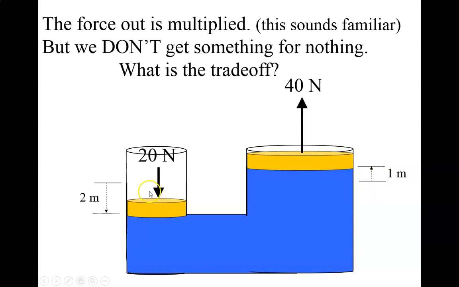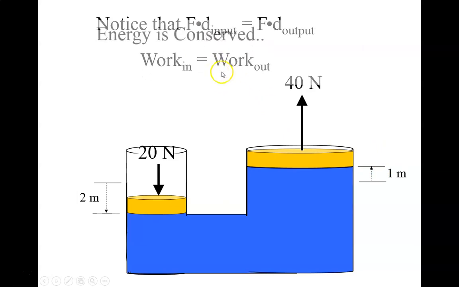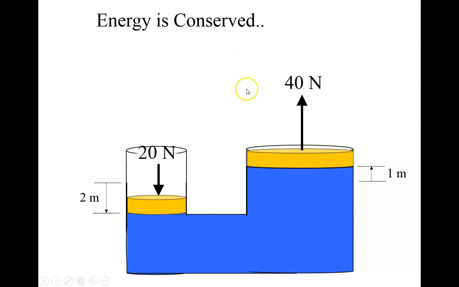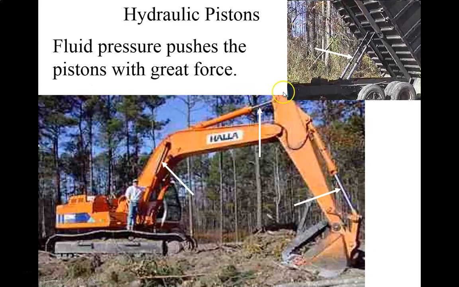There's always a trade-off. So 20 times 2 gives me 40 newton meters, 40 joules of work in. 40 newtons times 1 meter gives me 40 newton meters, or 40 joules out. Remember, force times distance equals force times distance. Work in equals work out. We can't break conservation of energy. That's a big no-no. So these hydraulic pistons are used in all kinds of machinery, heavy construction machinery.